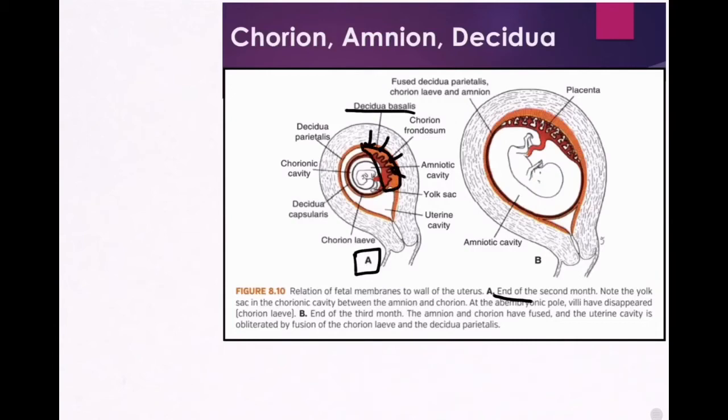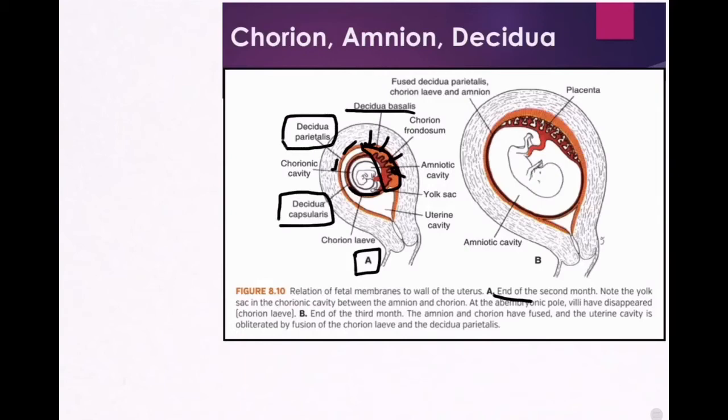Okay, then the part of the decidua that is surrounding the developing embryo is known as the Decidua capsularis, and the remaining decidua that is just lining the uterine cavity is known as the Decidua parietalis. So these are the 3 types of decidua that you need to know.